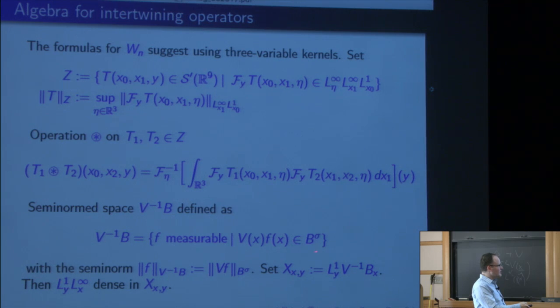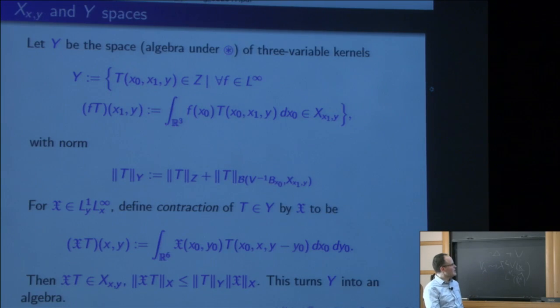Because V is in B sigma. Take V to be a B sigma potential, then L infinity is clearly a subspace of this. So ideally, we would want L1y, L infinity x instead of this. But you can't do that. It does not work, okay? But you can flip the variables. You can do the larger space where the smaller norm is L infinity x preceded by L1y, okay? That you can do, but it's not useful.